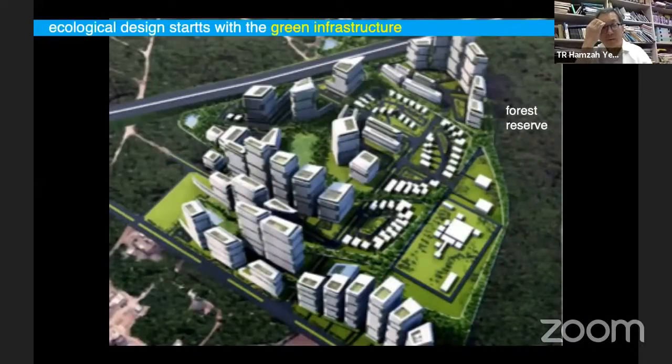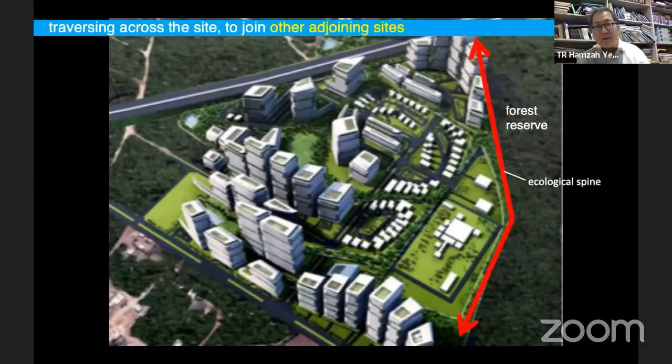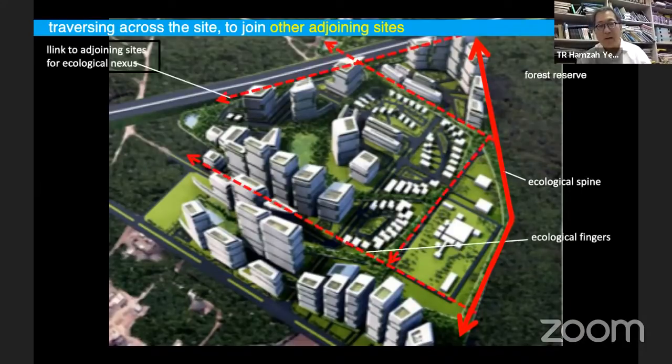Here's an example of a project that we did in India, in Bangalore. It's a small estate. On the right-hand side is the forest reserve. And so the first thing we did was to have a spine that collects the species in the forest reserve. And we try and create the green infrastructure. So all our design starts with the green infrastructure, which is trying to rectify the damage that human beings have done to the land. And so in this case, we stretch the infrastructure across the site. So this becomes, if you like, the means in which species can move across the site and try and connect to adjoining sites as well.